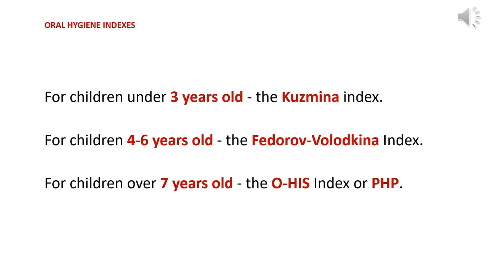To solve situational oral hygiene tasks, you need to calculate the hygiene index. We calculate different indexes for different ages. For children under 3 years old, the Kuzmina index. For children 4-6 years old, the Fedorova-Volodkina index. For children over 7 years old, the OHIS index, Green-Vermilion index, or PHP index.